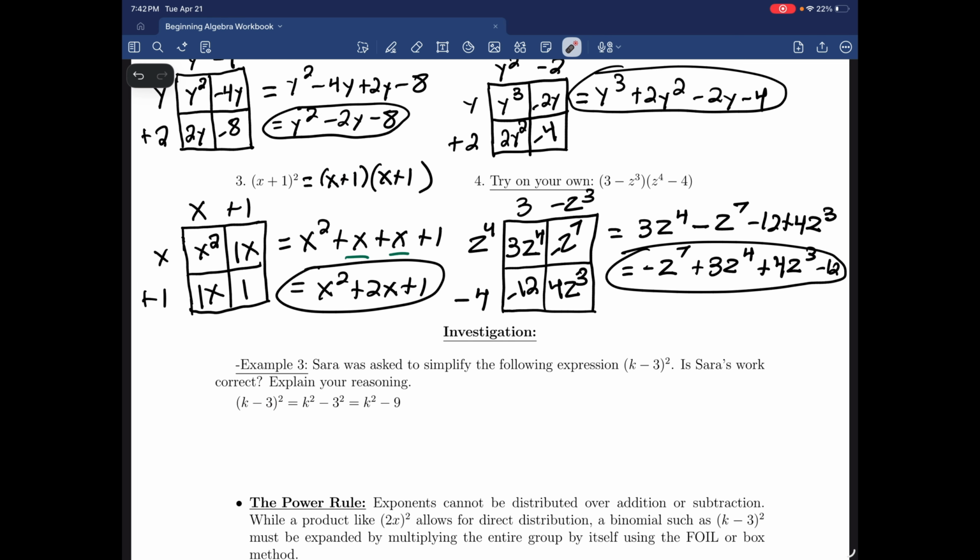And notice here, there's a difference between what we did here. We did the box method, right? And we did x plus 1 times x plus 1. Here, Sarah said, I'm just going to distribute in this exponent and get k squared minus 3 squared. And Sarah's work is actually incorrect. And we're going to investigate why specifically here in just a minute.